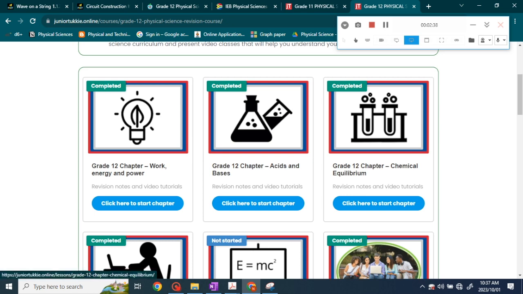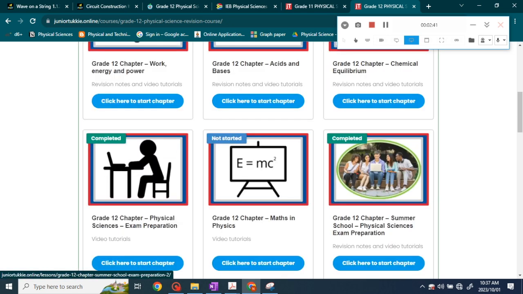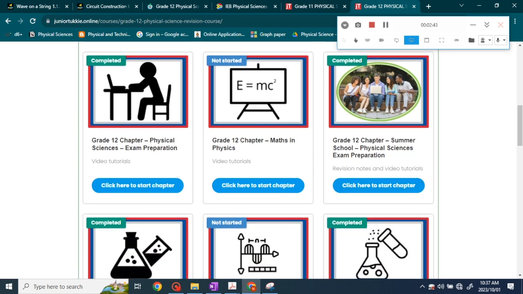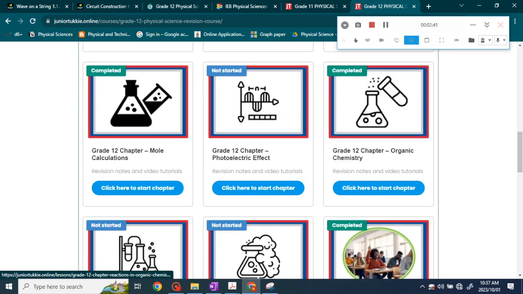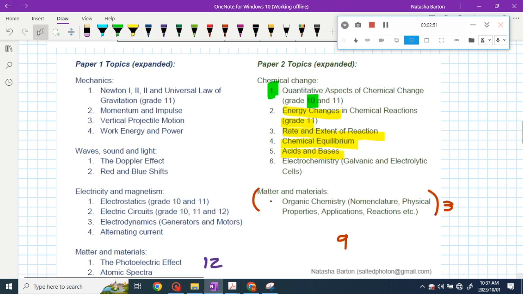Chemical equilibrium, there are videos and resources on that. And then you're going to see there's a whole lot of other things that you guys can use, mole calculations for grade 12 as well. But I'll leave you guys to go through that. It's very, very useful. So please don't neglect to go and register on that website. It's going to help you. It's going to save you.